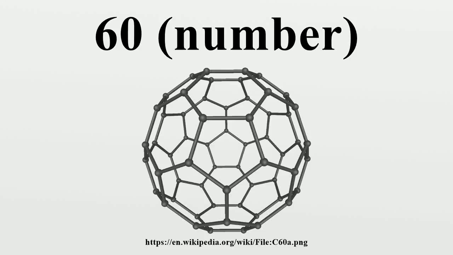60 is the natural number following 59 and preceding 61. Being 3 times 20, it is called threescore in older literature. In mathematics, it is a composite number, with divisors 1, 2, 3, 4, 5, 6, 10, 12, 15, 20, 30, and 60, making it a highly composite number. Because it is the sum of its unitary divisors, it is a unitary perfect number, and it is an abundant number with an abundance of 48.